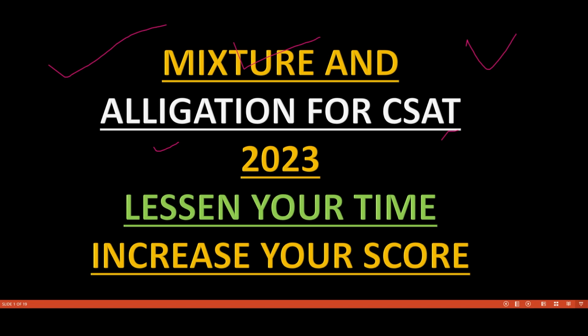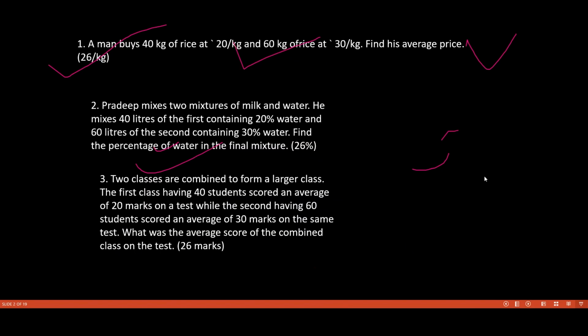In this video, we are going to see how to solve mixture and alligation questions in CSAT and how to lessen your time and increase your score in the CSAT examination. Alright, so mixture and alligation questions have been asked in CSAT previously also. If you want to solve these questions, you can do it by the unitary method, but that will be a very lengthy process. So you need some tricks to solve these questions. So let's see how you can solve these questions in the examination.